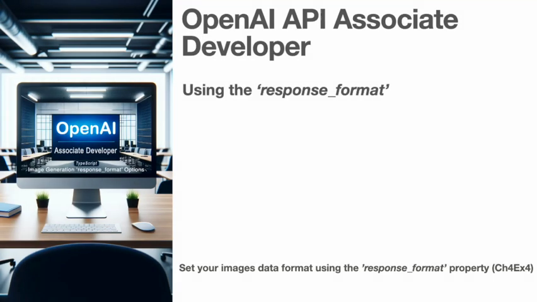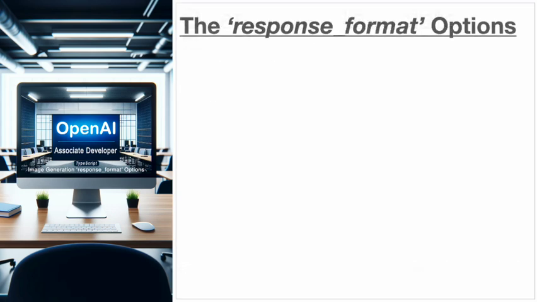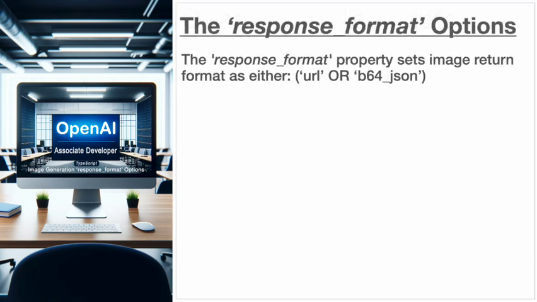In this lesson, we're going to discuss the response format configuration property for the OpenAI Image Generation API. Understanding this property is crucial for handling the data of the generated images effectively. The response format property determines the data representing the images returned by the API. This property is optional and defaults to URL, though you can set it to either URL or base64 JSON. Let's take a closer look at each of these options.